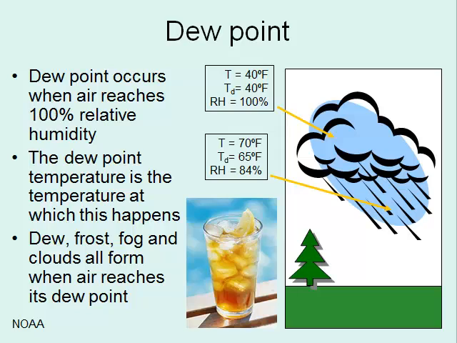So shifting gears to dew point. Dew point is the temperature at which the air reaches 100% relative humidity. So this is the temperature at which this happens. In this example here, I have a couple different things. When dew point is reached, we can have dew, frost, fog, clouds, all form when air reaches a dew point. So that means you have 100% relative humidity and condensation happening.